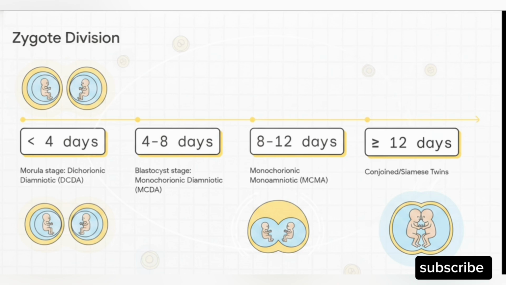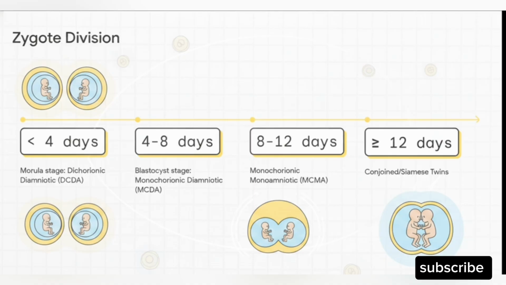Everything is completely separate. If it divides between 4 to 8 days, right at the blastocyst stage, they share a chorion but have separate amnions, so MCDA, monochorionic diamniotic. अब बताओ, अगर division 8 से 12 दिन के बीच हुआ, तो क्या बनेगा? It becomes MCMA, monochorionic, monoamniotic. They share absolutely everything. And if the division is delayed beyond 12 days, the embryonic disc is already formed, so you end up with conjoined or Siamese twins.